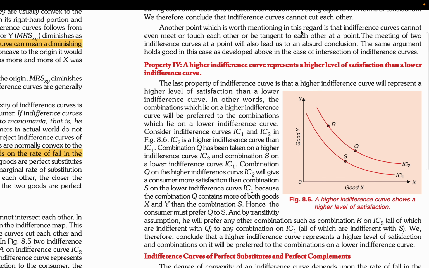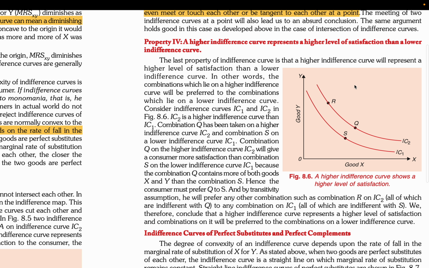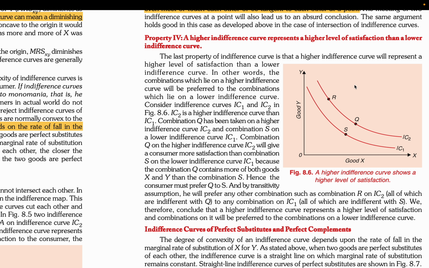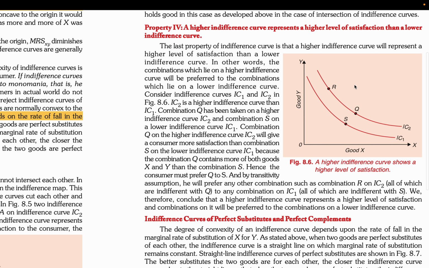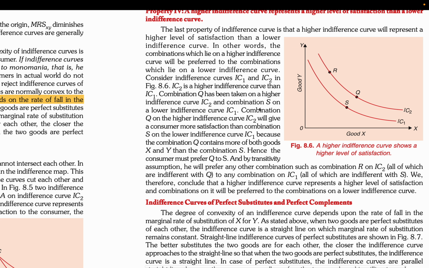This one also is that ICs cannot even meet or touch each other or be tangential to each other. The meeting of two ICs at a point will also lead us to an absurd conclusion. The same argument holds. A higher IC represents a higher level of satisfaction than a lower IC, as already pointed out. Combinations which lie on higher ICs will be preferred to combinations which lie on lower ICs.